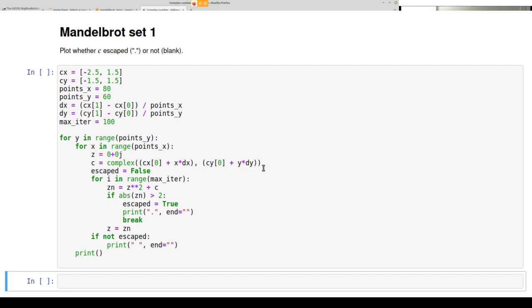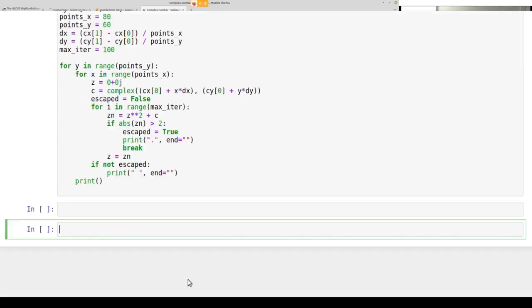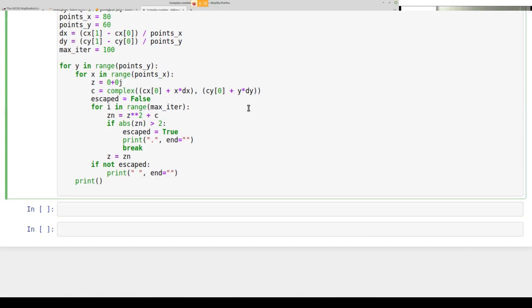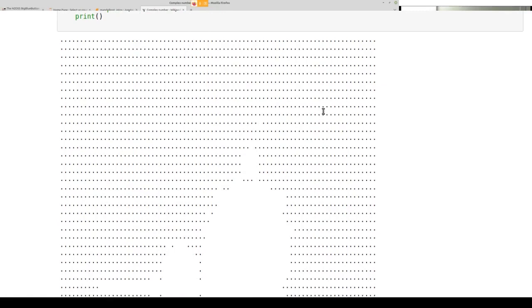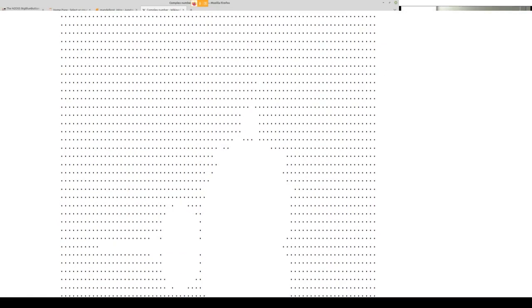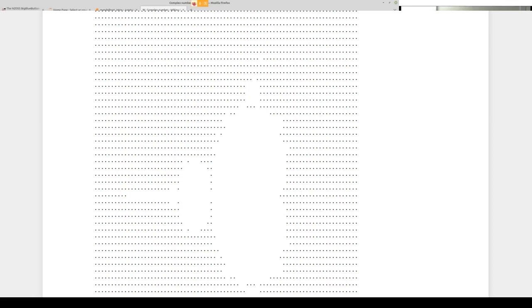Here we're using the complex method, calculating our x, the real part, and our y, the imaginary part, and then feeding that through. So rather than having a hard-coded C, we just go through the grid that we defined. If we run that, I'll have to make it a bit smaller so it actually fits on the screen.